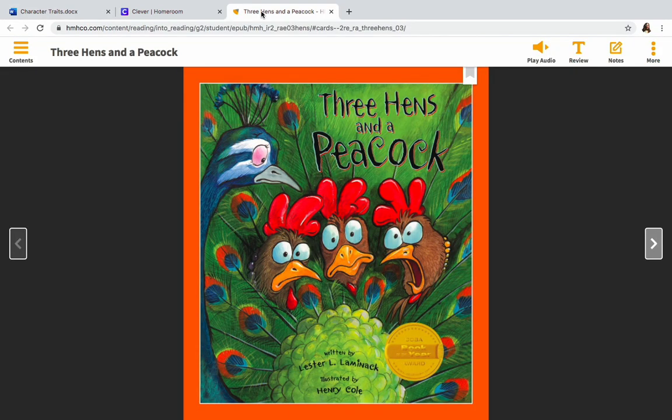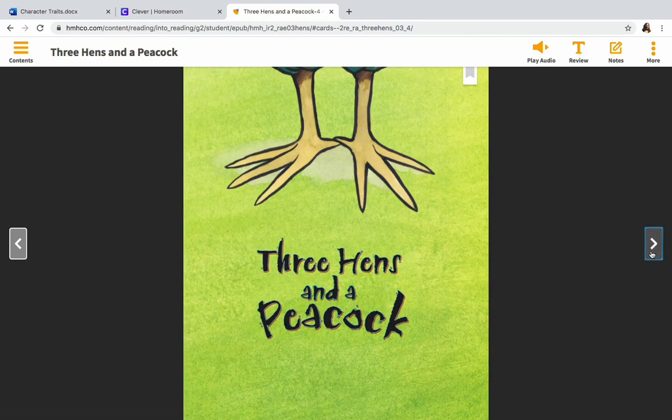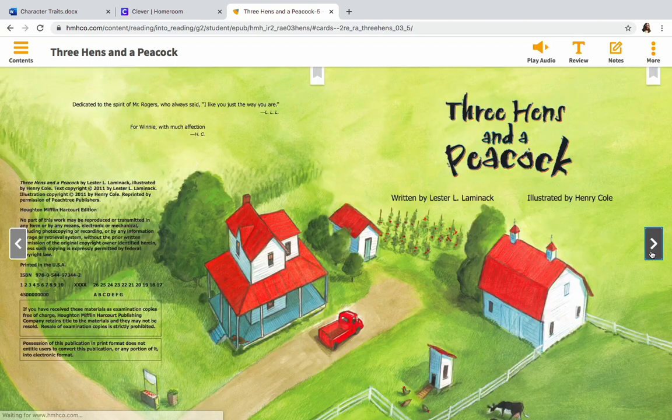So today we are going to read Three Hens and a Peacock. And we're going to think about the character traits from these characters in this story. So it's written by Lester Laminack and illustrated by Henry Cole.